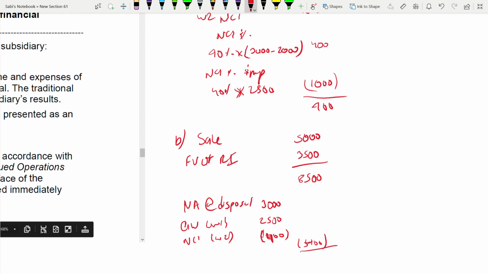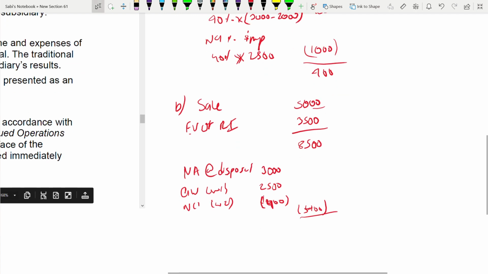The only change that comes here is in the sale proceed, that is from 10 million it went down to 5 million, and now you'll be having a fair value of retained interest. Before you didn't have that part. The down part will be same, 5,100. So 3,400 profit.